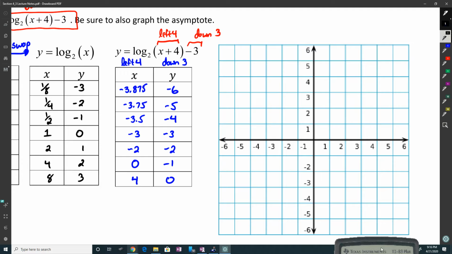Okay, so plotting the points, I have -3.875, -6, -3.75, -5. Notice you can't really tell the difference. -3.5, -4, getting better. -3, -3, -2, -2, 0, -1, 4, 0. And looking at this, I can see what my graph's going to look like. I can also tell where the asymptote is.